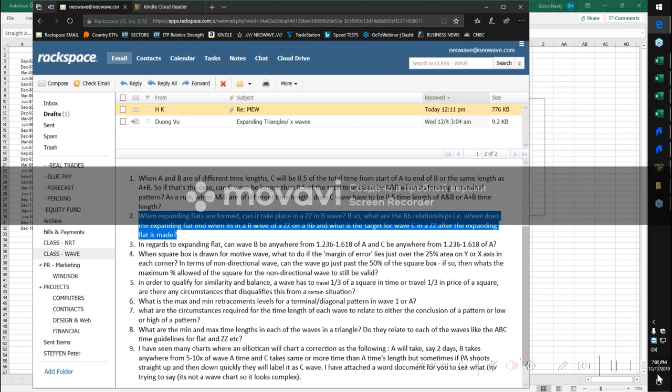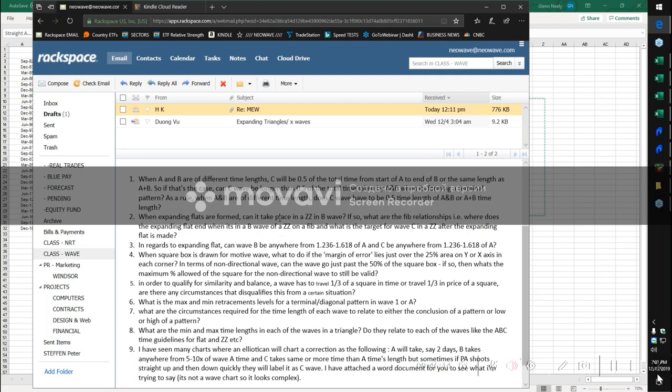Not sure what you mean by ZZ. Zigzag. When expanding flats are formed, can a zigzag take place? Very unlikely, unless it's very mild, like the B wave is just a little bit above A and the C wave is just a little bit below A. That would be tolerable, but the more expansion you get, the more unlikely you'd be in a zigzag.